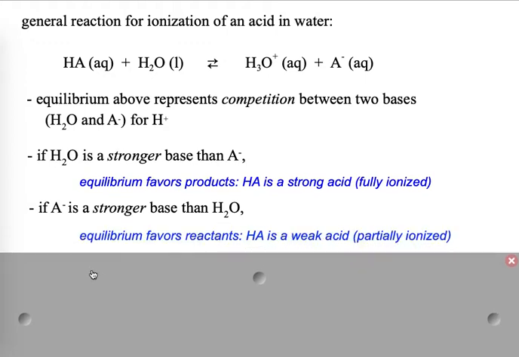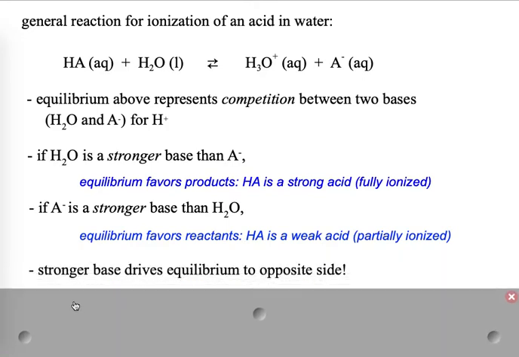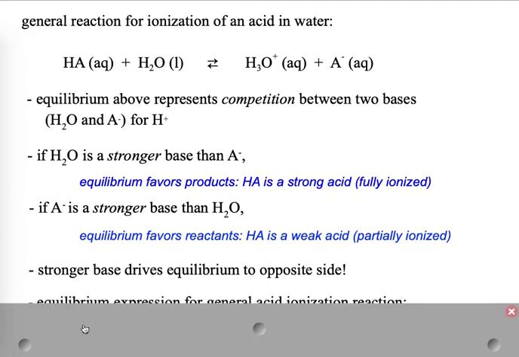In this case, the equilibrium favors the reactants. We would say HA is a weak acid, which is only partly ionized. I'll explain these in more detail in a couple of minutes. So, one way you can think of it is whichever is the stronger base, that one pushes the equilibrium toward the opposite side. Okay?